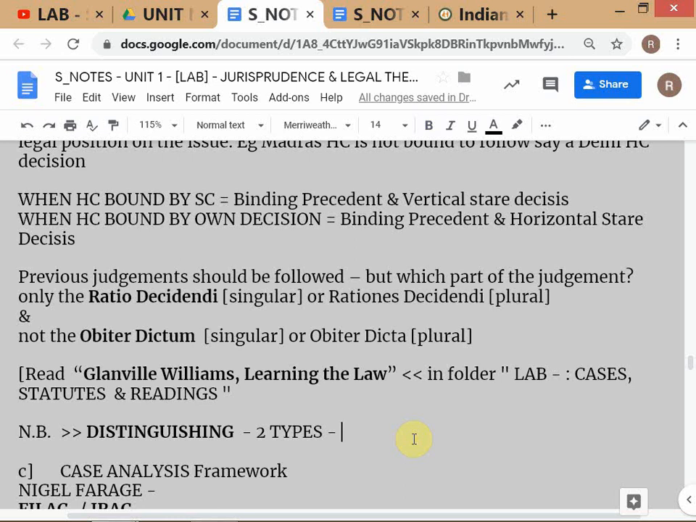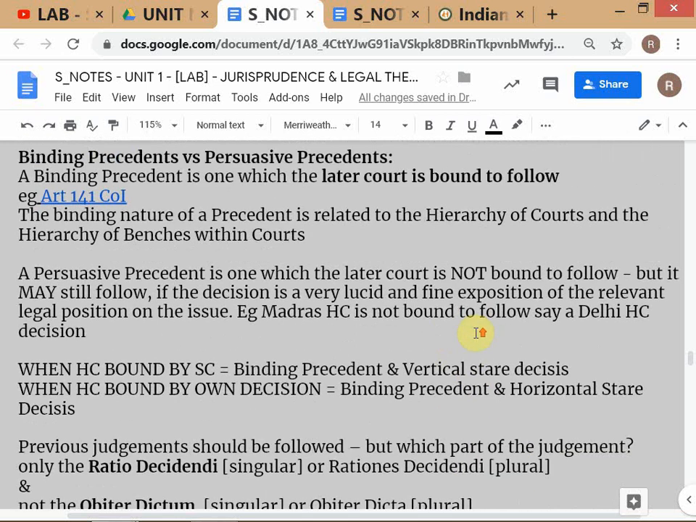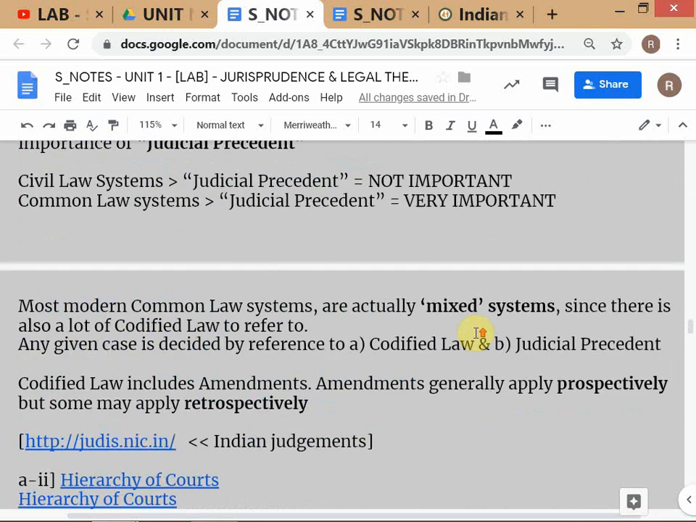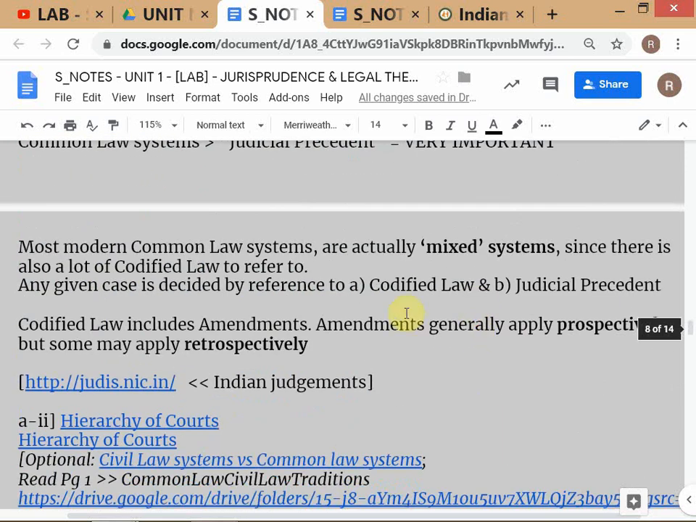Very important to understand how litigation happens in these common law jurisdictions like India. So on the point of stare decisis, generally when you're arguing a case in court in a common law jurisdiction like India, you will be applying two things. Remember what we said, that common law countries, which are mixed jurisdictions, use both the statutory law and the codified law as well as the judicial precedents.